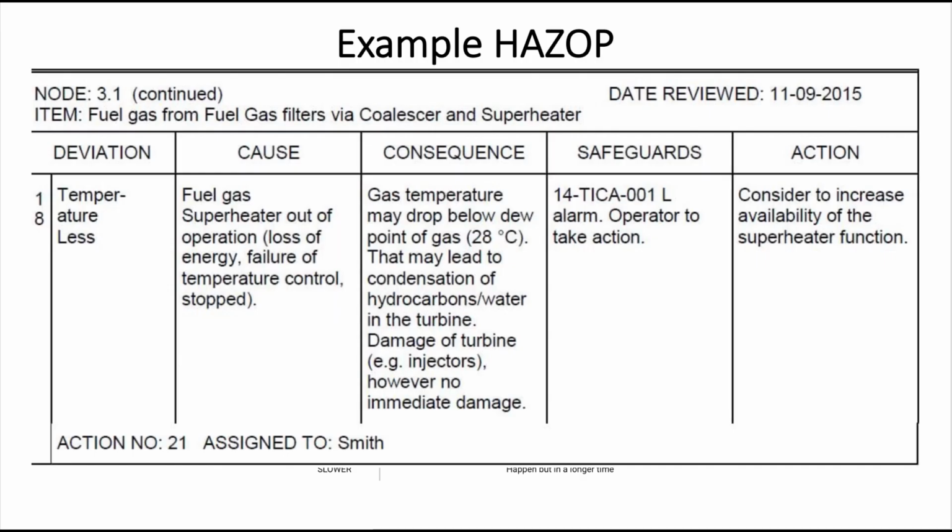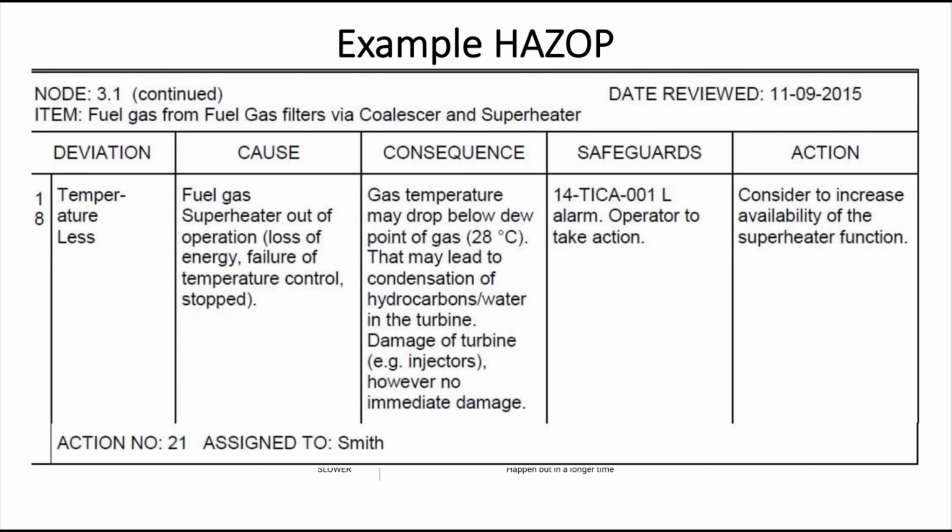So you're probably wondering what a HAZOP looks like, and here's an example. So we have our deviation, which is our temperature is less, and it causes fuel gases to be superheated out of the operational efficiency, and it causes us to have a failure or a loss of control as a consequence. And so the gas temperature may drop below the dew point and reduce or increase the likelihood that hydrocarbons are going to be put into our system.